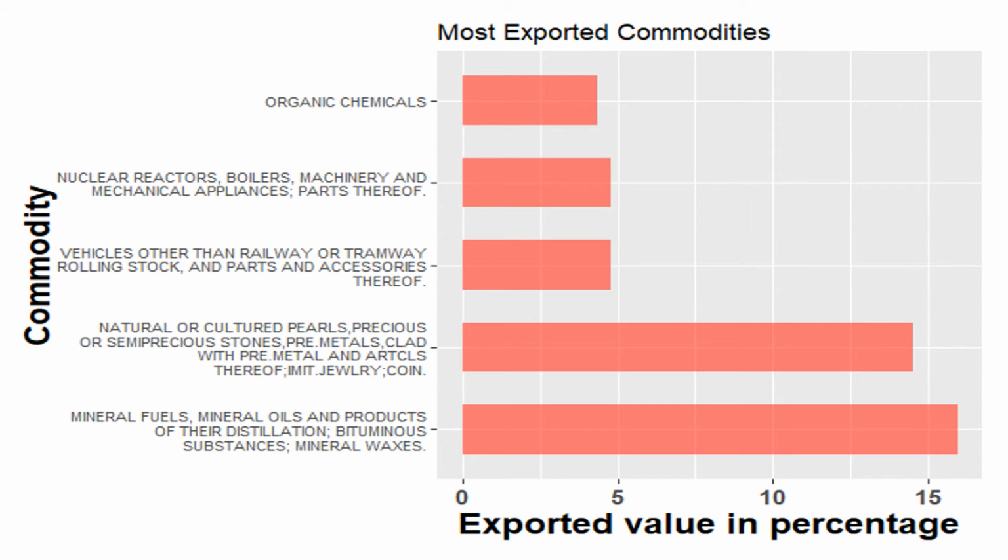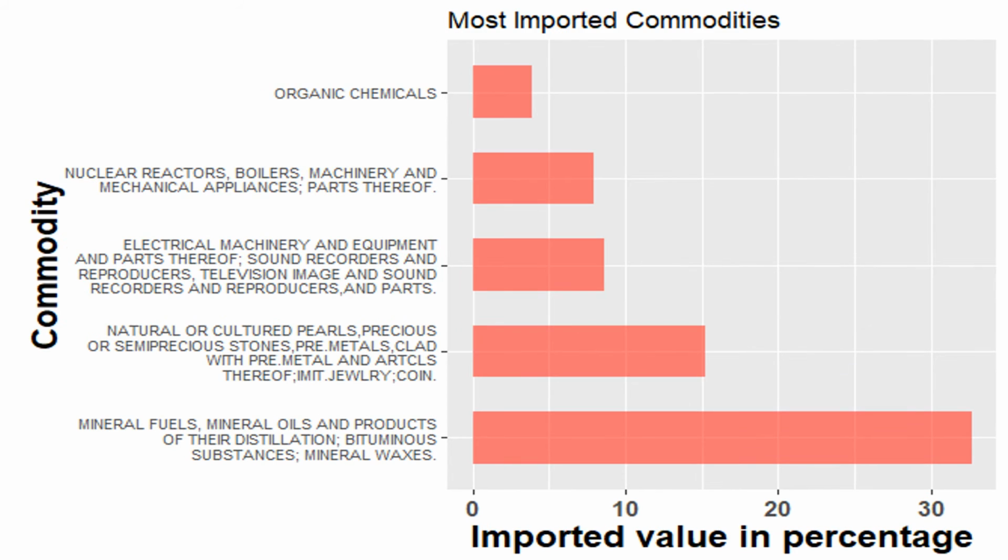When it comes to the product perspective, India exports mostly natural fuels, mineral oils, and jewelry, which account for a total of 25% of total exports. When the import graph is analyzed, India imports a huge amount of fossil fuels and mineral fuels, jewelry, and electronic devices.